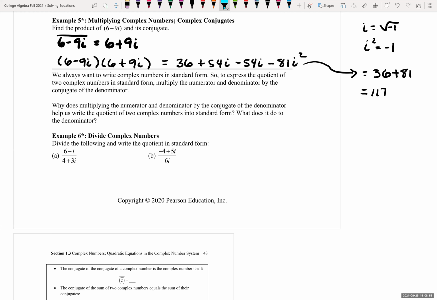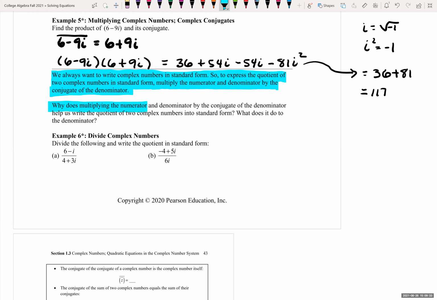So looking at this, we want to write complex numbers in standard form. So to express the quotient of two complex numbers in standard form, multiply the numerator and denominator by the conjugate of the denominator. So notice that this example above, we multiplied a complex number by its conjugate and we got back a real number. And so that's always going to happen. And so that's why we're going to want to clear the imaginary number in the denominator. We can multiply both the numerator and denominator by the conjugate.